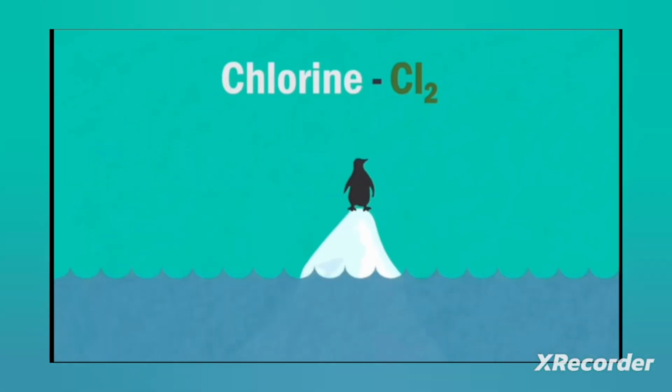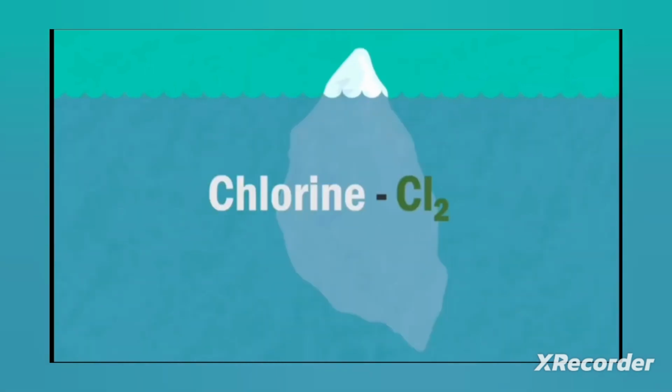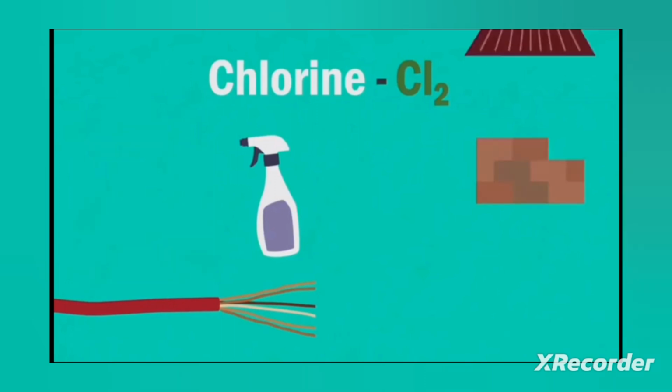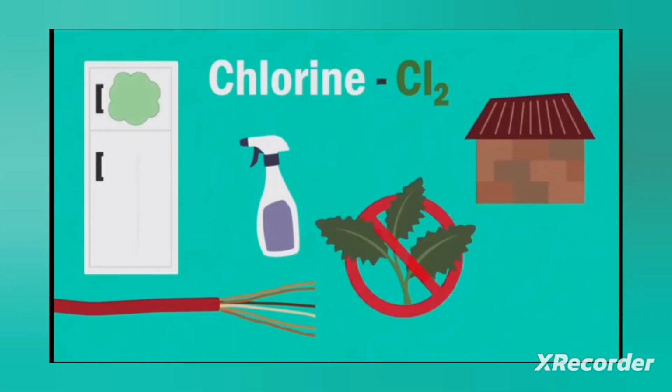But this is only scratching the tip of the iceberg, as chlorine is used to make dry cleaning ingredients, electrical insulators, building materials, refrigerated gases, weed killer, pesticides, antiseptic.